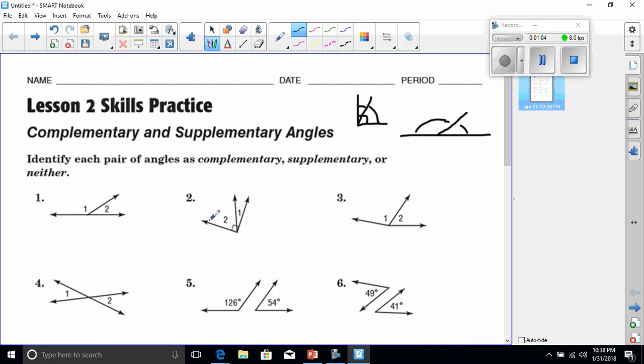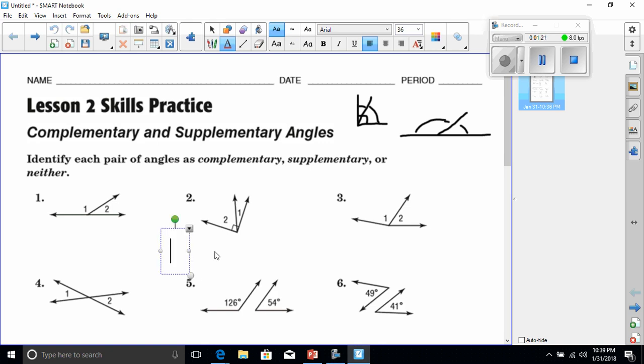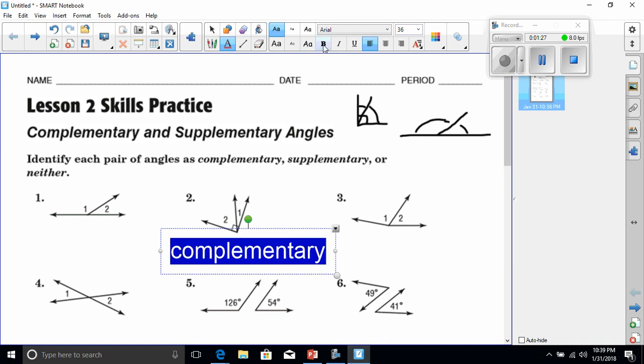We have, looks like a complementary angle here because it gives 90 degrees, that little square. So a line going through this will give me two angles that are complementary to each other. So I'm going to use typing this time. And for 2, it'll be complementary. Okay? And let's go ahead and make the letters just a wee bit smaller, shall we?